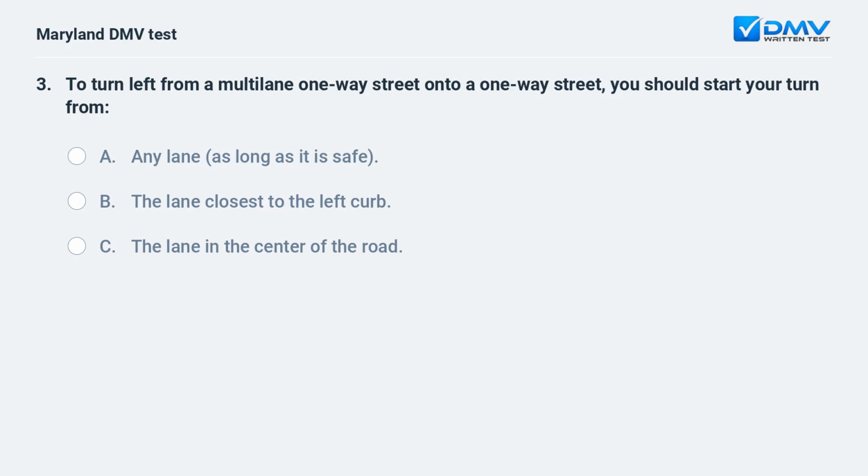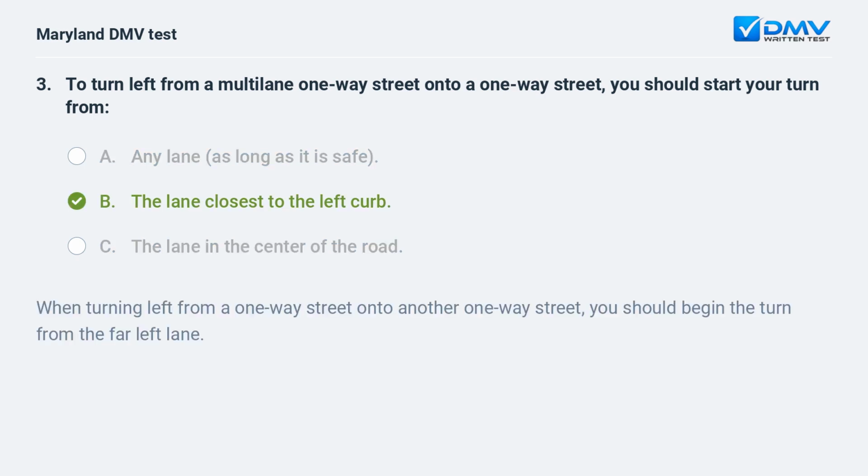To turn left from a multi-lane one-way street onto a one-way street, you should start your turn from A. any lane as long as it is safe. B. the lane closest to the left curb. C. the lane in the center of the road.